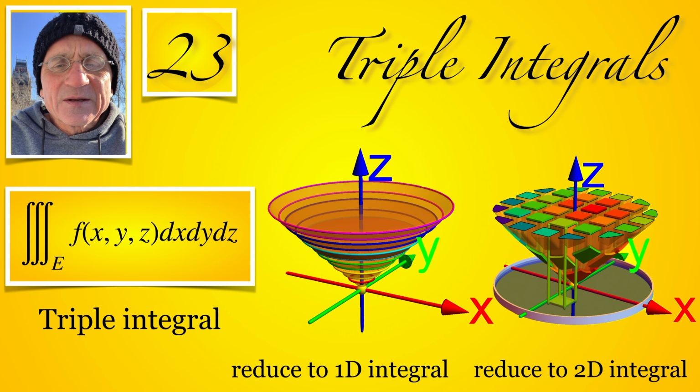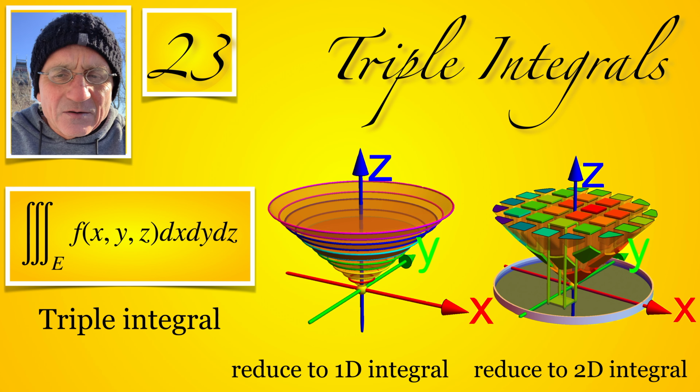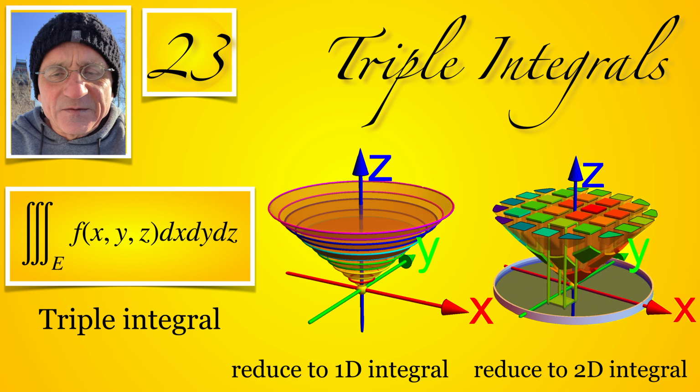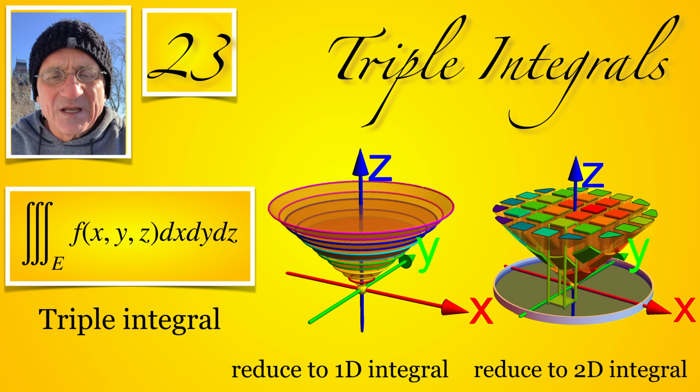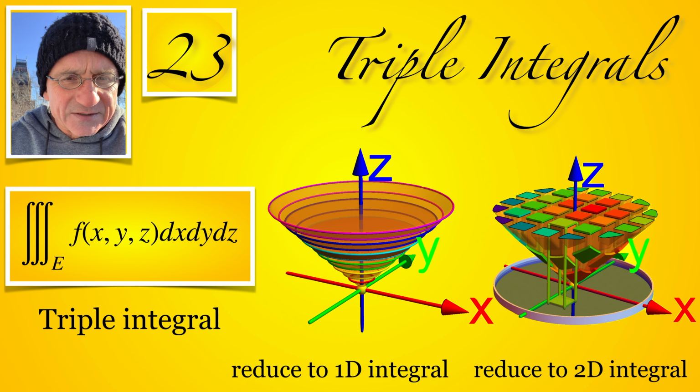A triple integral can be reduced to a single integral of double integrals, or to a double integral of single integrals. The first method is often used in single variable calculus. The reduction to a double integral is especially needed if the cross sections are not simple. It is mostly used in multivariable calculus.